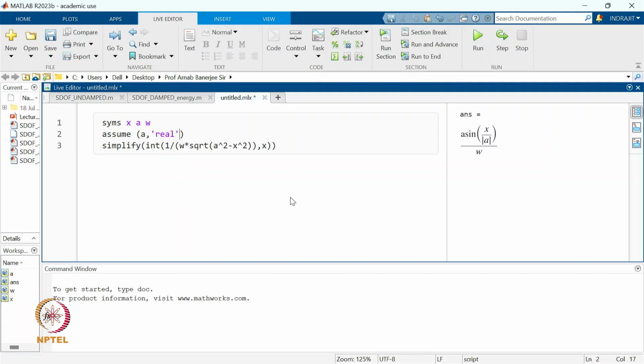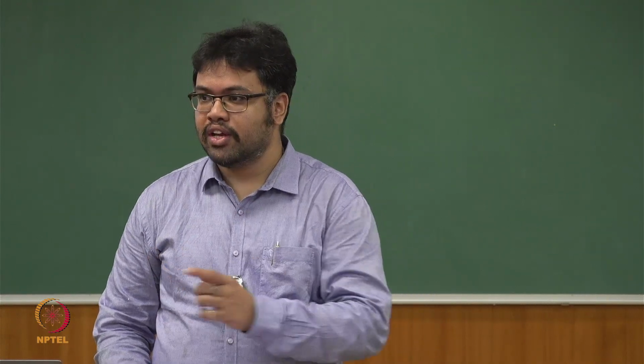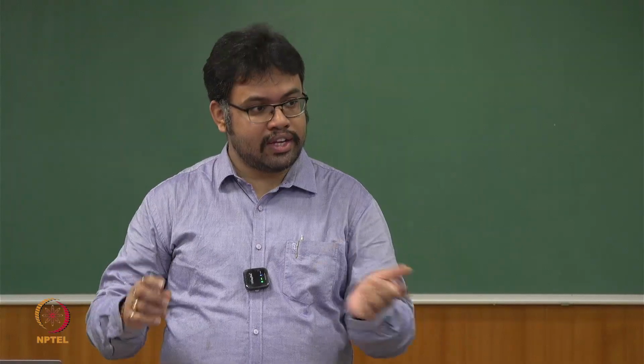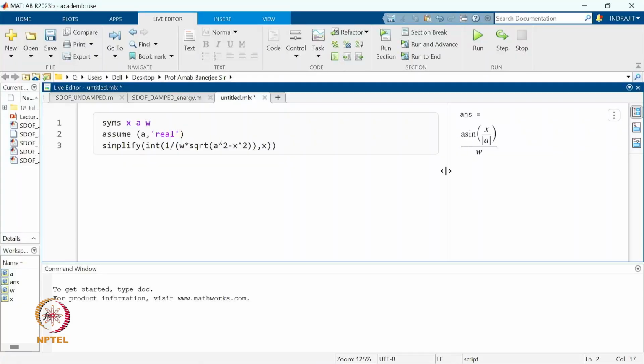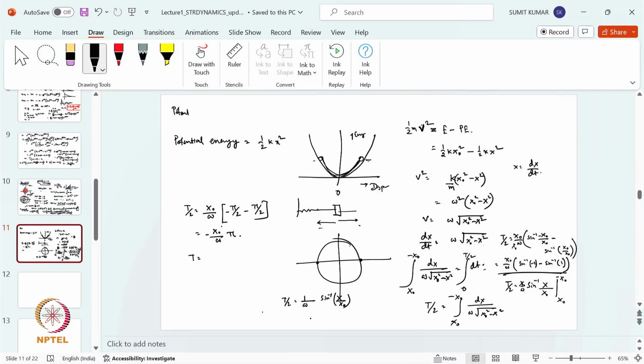You see that it was giving the general form of the solution. Now once I tell the computer to assume that a is a real number, it gives the sine. So w is my omega, a is x naught, and I get sine inverse of this divided by omega. So 1 by omega sine inverse of this much, nothing else. Okay, I got that.